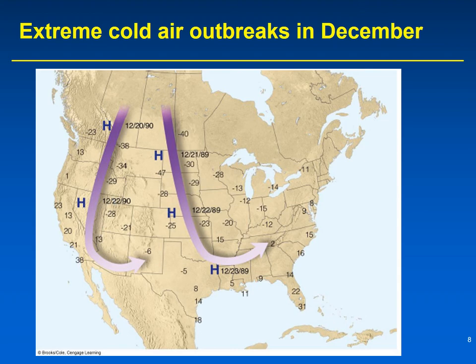Now, the cold air outbreak that happened a year earlier, in late December of 1989, had even colder temperatures associated with it. You see temperatures of minus 40 degrees Fahrenheit, minus 47 degrees Fahrenheit in the upper plains. And it brought extremely cold temperatures all the way down to the Gulf Coast, 11 degrees Fahrenheit south of New Orleans, 14 degrees Fahrenheit along the Gulf of Mexico on the Texas coast, even 18 degrees Fahrenheit near Corpus Christi, Texas, near the border of the U.S. and Mexico. So very cold, unprecedented cold temperatures. Even in Florida, 22 degrees Fahrenheit in Orlando, 31 degrees Fahrenheit in Miami.